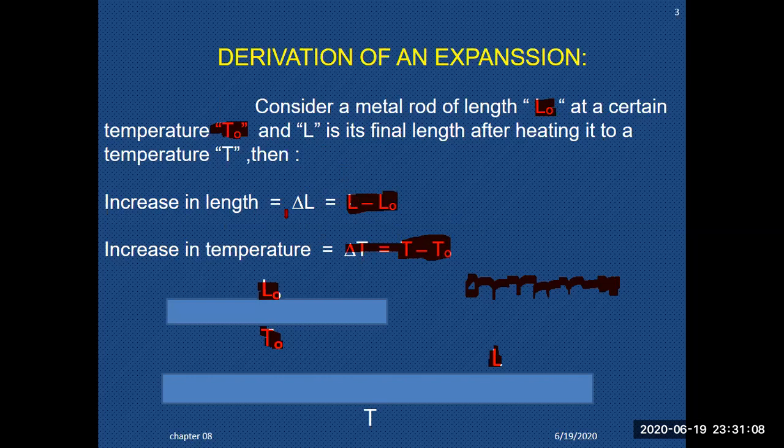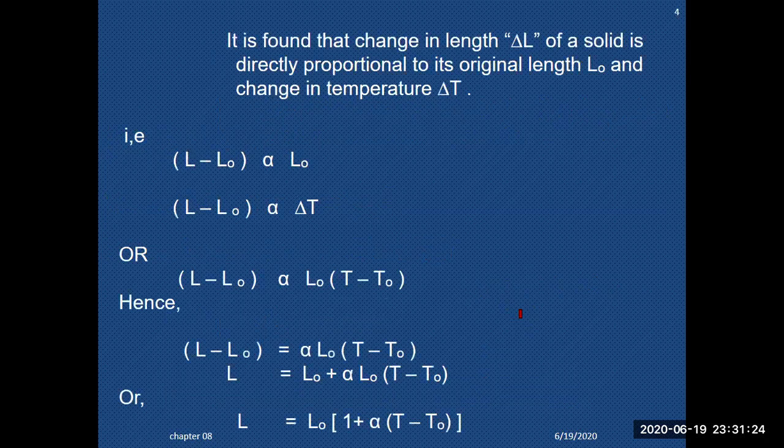So here was the length of the rod. The temperature at that time was T naught. When we increase this temperature to T, the length of the rod increases, because with the increase of the temperature, the vibration of the atoms increases, which results in an increase in the length of the rod. So here it is. This is the formula.